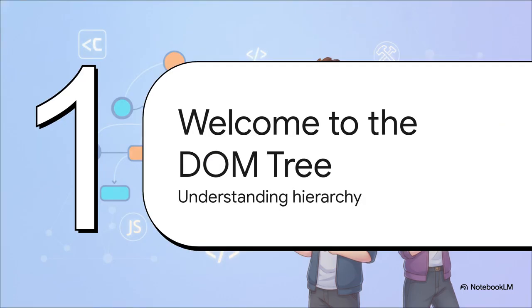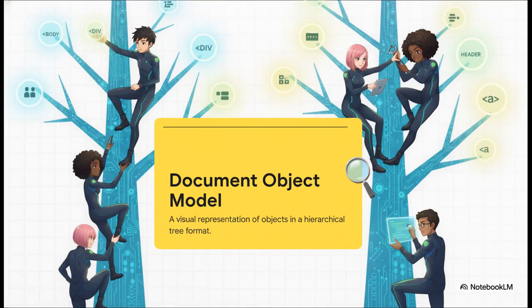Kicking things off with part 1, welcome to the DOM tree, and understanding the hierarchy. The Document Object Model, or DOM, really just elegantly simplifies everything for us. It's a visual representation of your document's objects laid out in this hierarchical tree format. You can literally picture it in your head as a giant tree with branching paths. And as a developer, your primary goal? You've got to learn how to climb this tree.